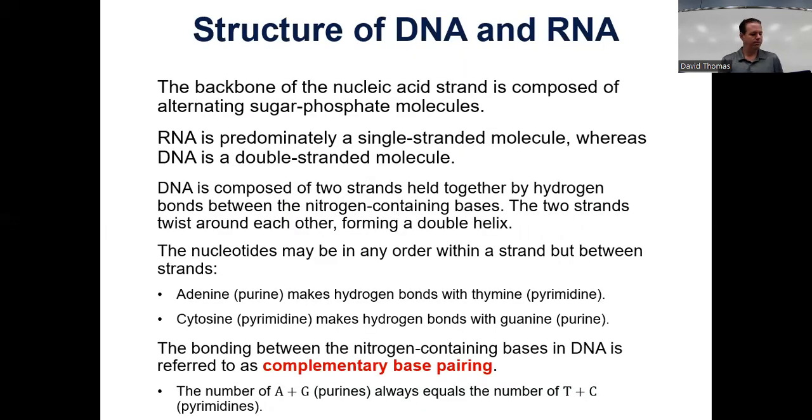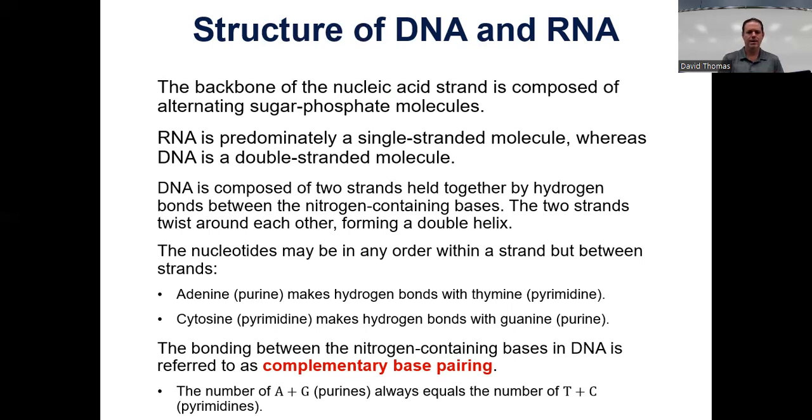RNA is a single-stranded molecule, whereas DNA is double-stranded. It's a double helix. There's 2 strands of nucleotides in DNA that wrap together, and we'll see that a little bit more as we get into the genetics section. Generally, the nucleotides pretty much go in any order. There are some basic rules that they have to follow as far as how they combine strand to strand.